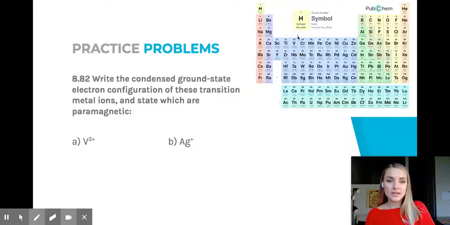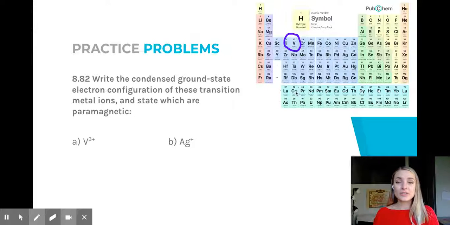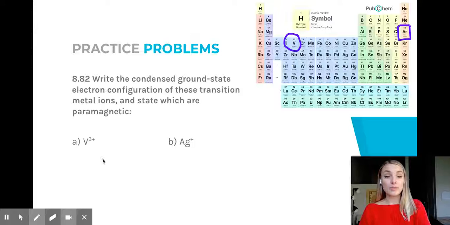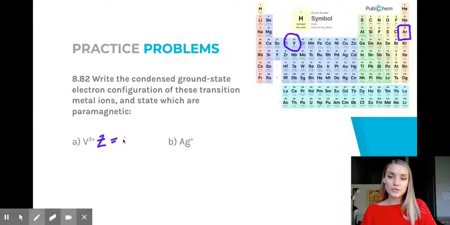Let's locate that here. And remember, our condensed ground state electron configuration is going to involve the closest prior noble gas. In this case, we're going to have argon. And I'm going to write down the atomic number for each of those because that's going to give me a good indication of how many electrons I'm going to be working with. So the atomic number for vanadium is 23. And then we've got argon, which is equal to 18.